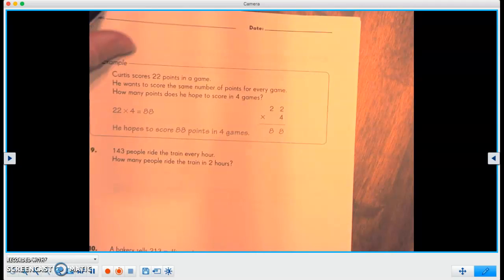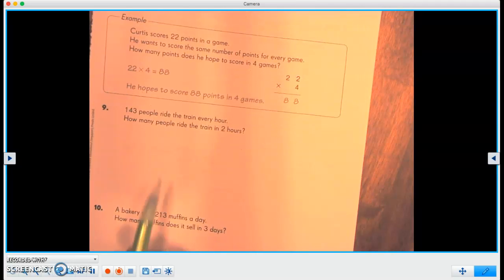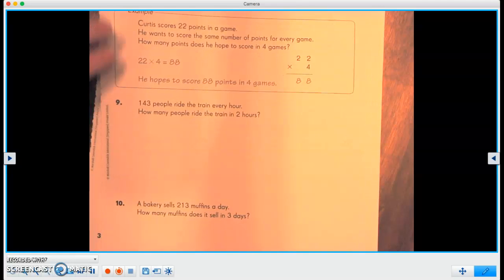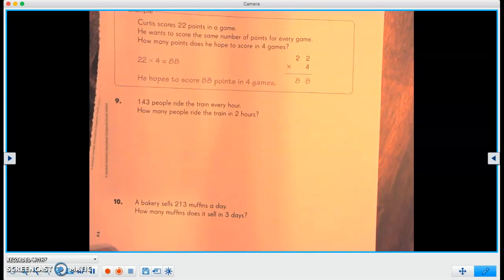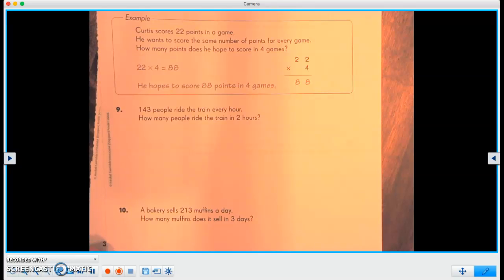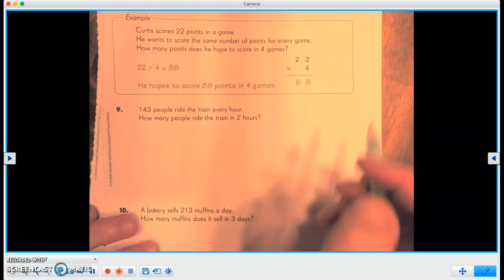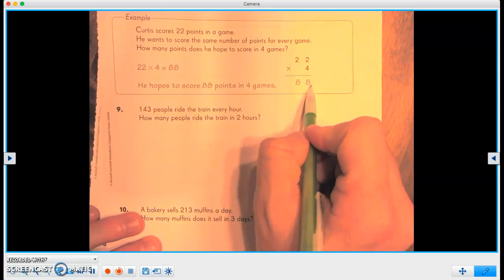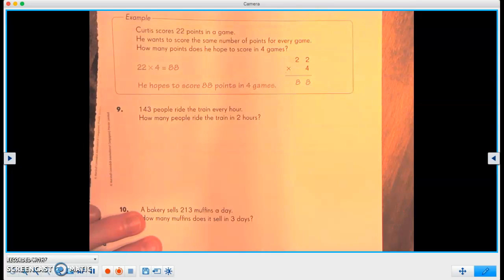All right, let's look at number 9 here. Before we do that, let's look at our example. Curtis scores 22 points in a game. He wants to score the same number of points for each game. How many points does he hope to score in 4 games? So if he scores 22 points a game times 4 games, 2 times 4 is 8, 2 times 4 is 8, so 88 points in 4 games.